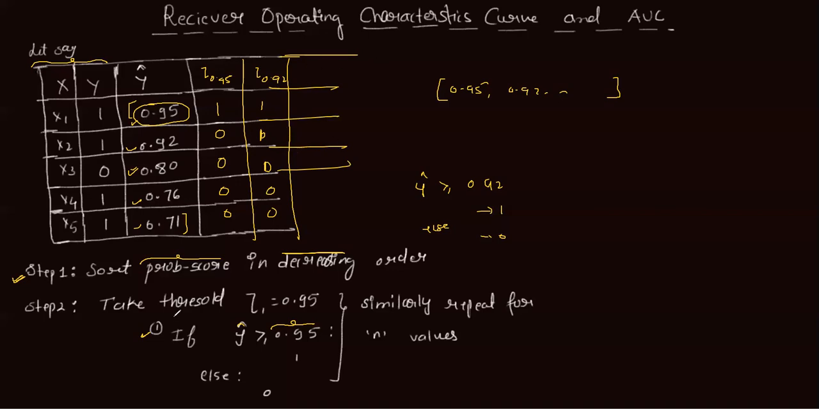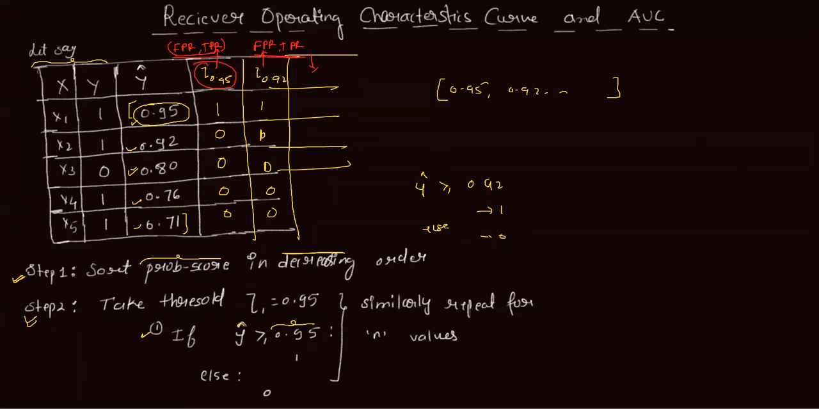After performing step number 2, what do you have to do next? For this column you will find the FPR and TPR. Similarly, for the next column, find the FPR and TPR. And similarly, for all the columns, that means for all the thresholds, you will find the FPR and TPR. That will be step number 3.